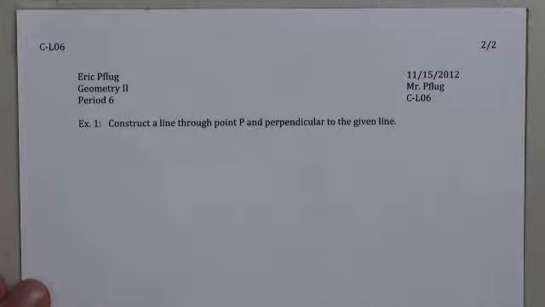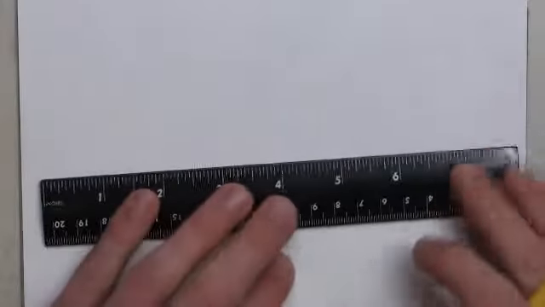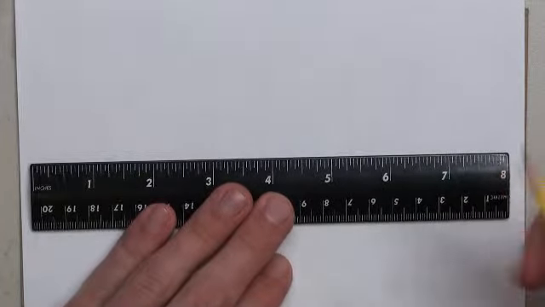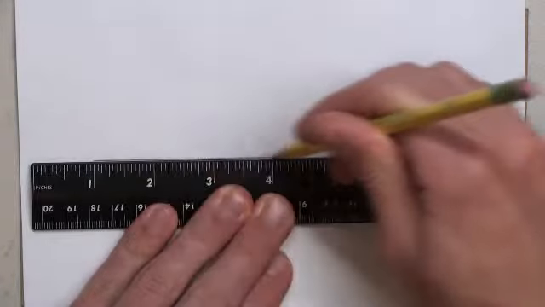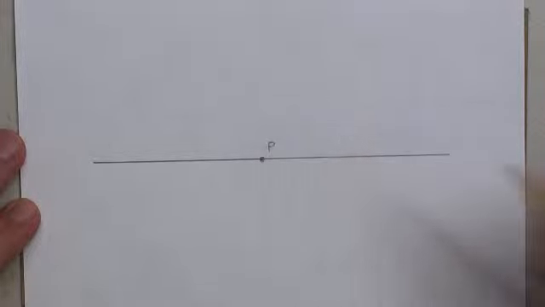Now, take out a new sheet and put your heading. This is page 2 of 2, and this is the example problem. Construct a line through point P and perpendicular to the given line. Okay, so first we need to draw a given line. So about halfway down, I'm going to draw a line that goes from the 1 to the 7. Okay, and I'm going to put a point P on the line, right in the middle of the line. That's point P.